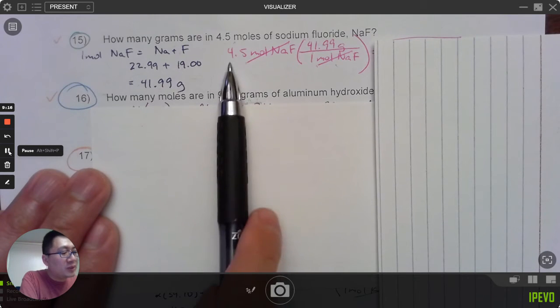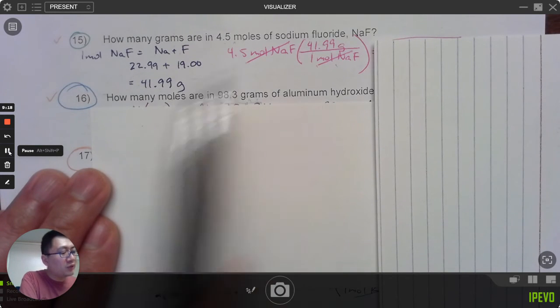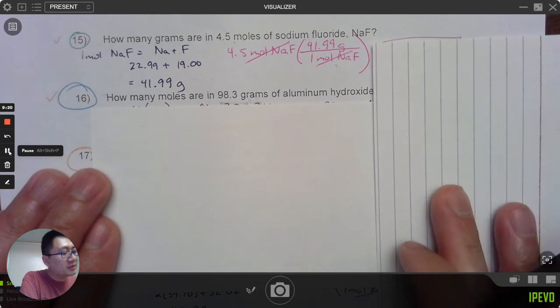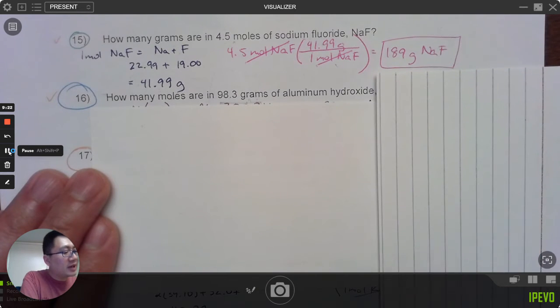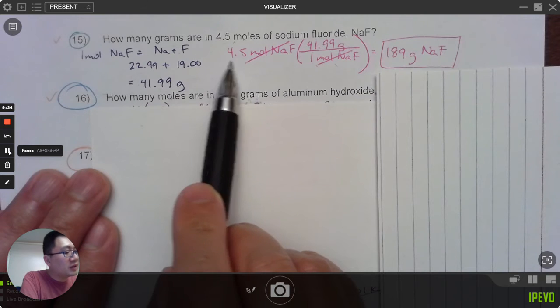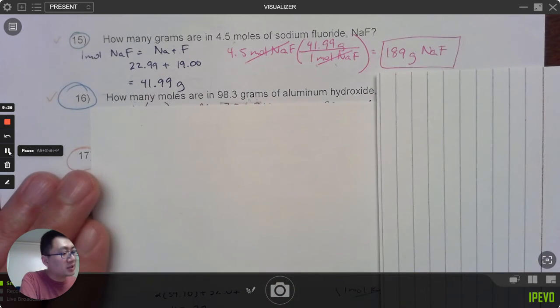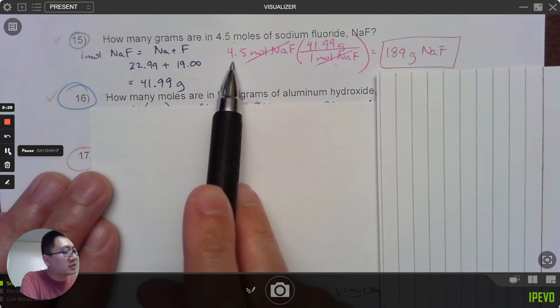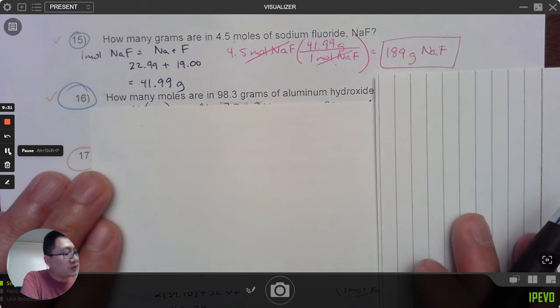So 4.5 moles would be 4.5 times 41.99, or on my calculator, I got 189. Okay, I think I should have rounded that to 2 sig figs, so 190 if you want to be technical. 4.5 is 2 sig figs. Let's not worry about sig figs for this right now.